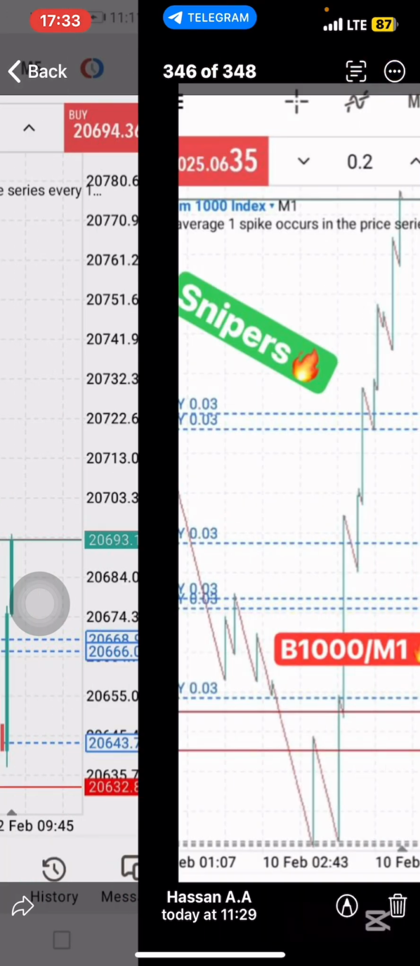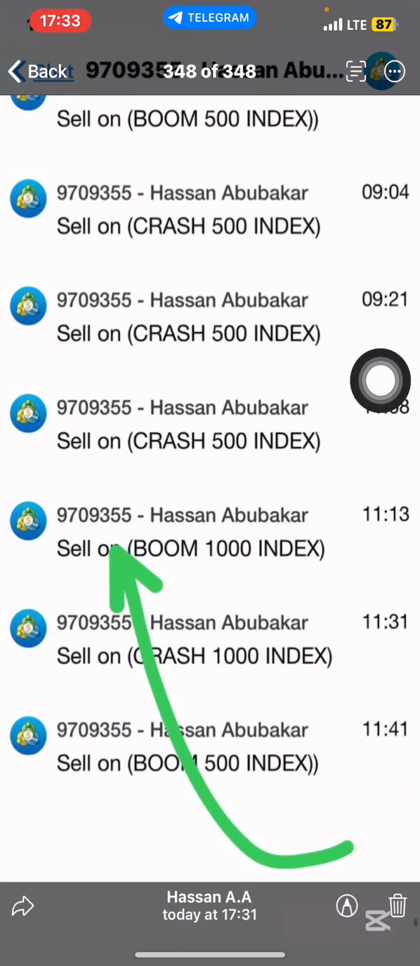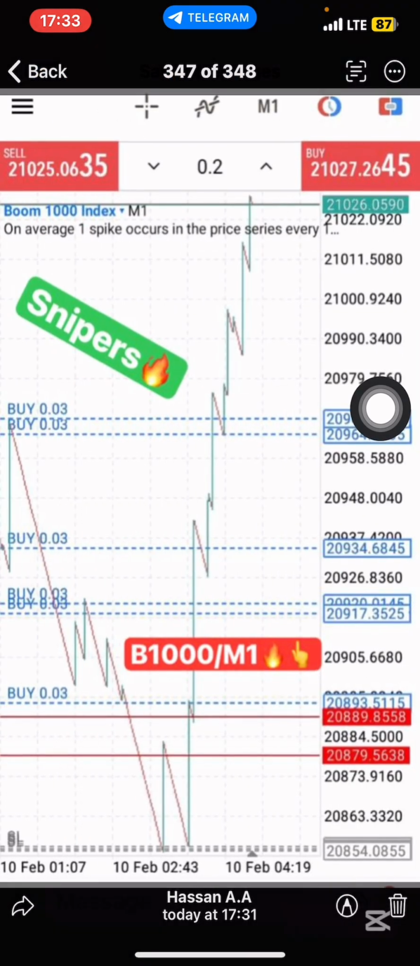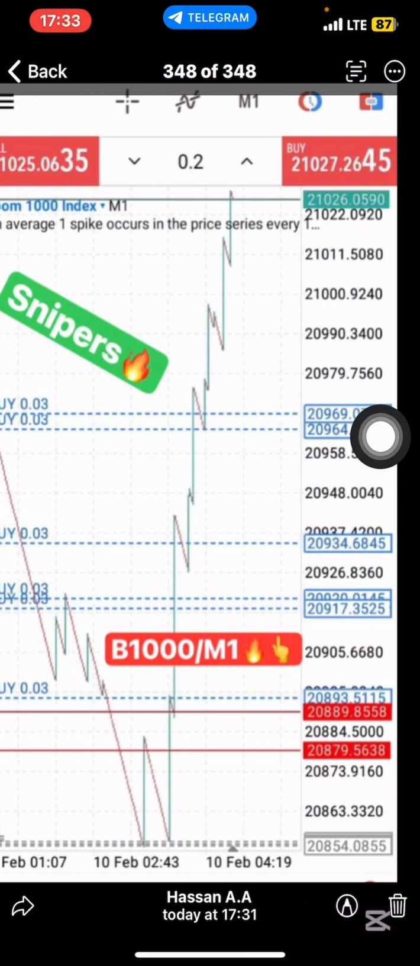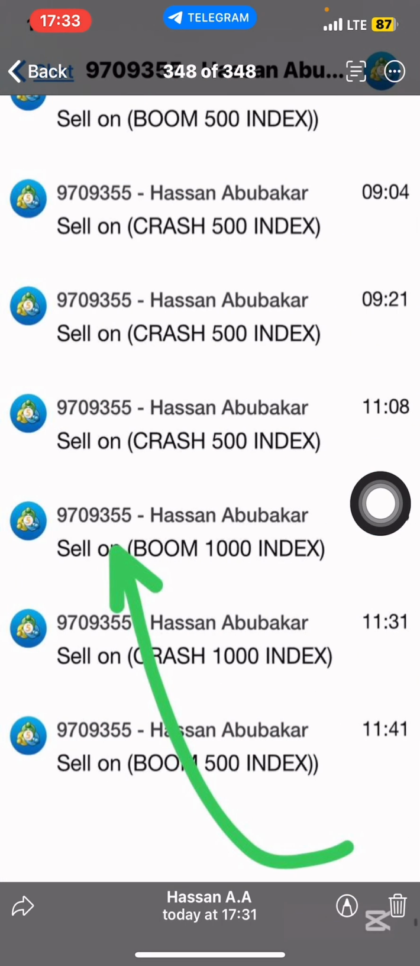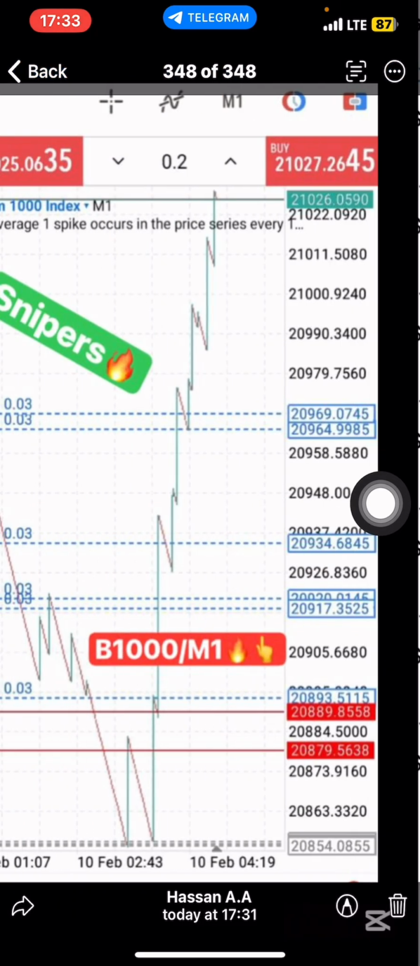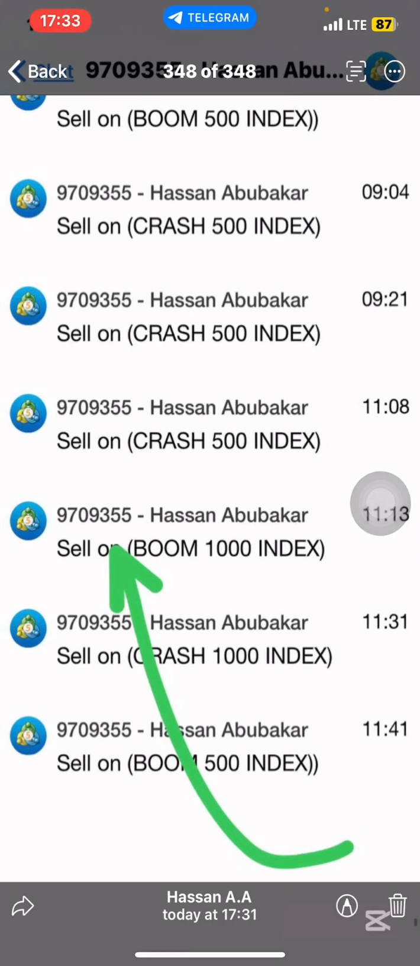As far as you have the confirmation from the robot, look at it here, just place your trade. You get confirmation from the robot, you get confirmation from the strategy, stack liquidity. Simple, stack liquidity. Don't complicate anything. Simple as that, stack liquidity.